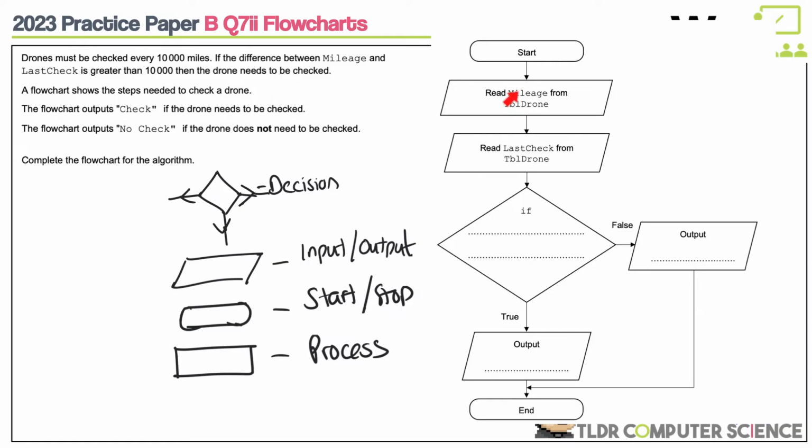We're talking about mileage and last check, the difference. We've read them here. If the difference is greater than 10,000, so what calculation can we do here to find out if it's greater than 10,000? If mileage take away last check, what about it?